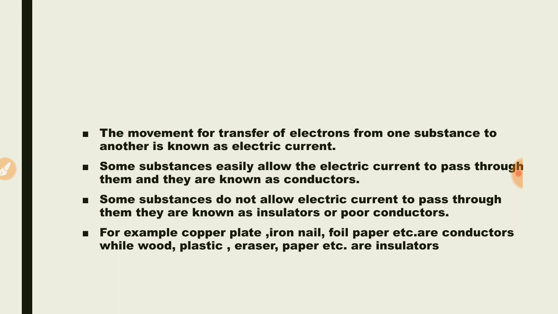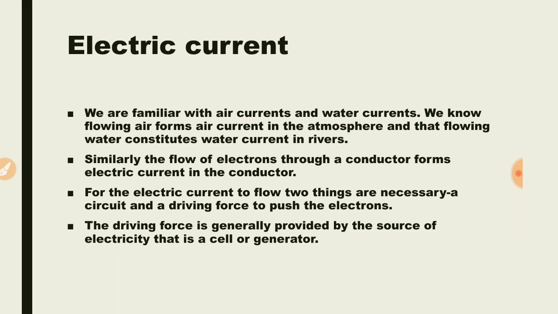Some substances easily allow the electric current to pass through them, and those substances are called conductors, like copper plate, iron nail, foil paper, they all are conductors. But some substances do not allow electric current to pass through them. They are known as insulators or poor conductors. For example, wood, plastic, razor, paper, these all are insulators.